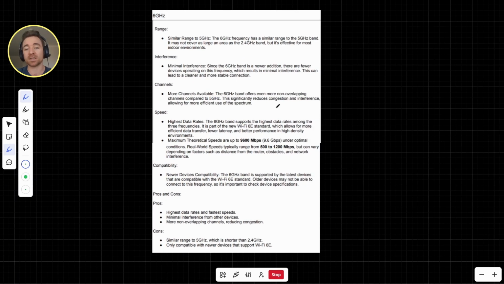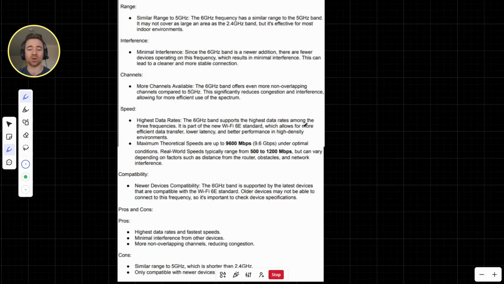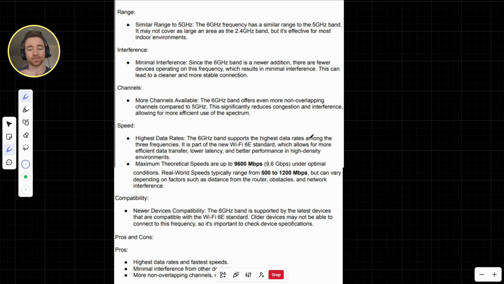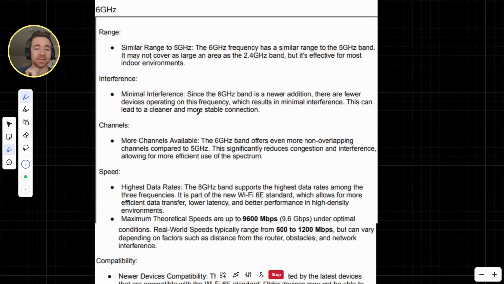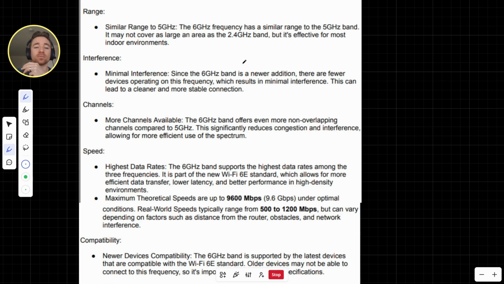And finally, guys, we're going to be moving on to the 6 gigahertz, which is basically everything we said before. It takes all of that and everything from the 5 gigahertz frequency, and it just doubles both the pros and the cons, essentially. Not necessarily doubles, but you know what I mean. It increases it. So as we said, it has the range. It's still effective for most indoor environments, right? But nowhere near as good as 2.4.